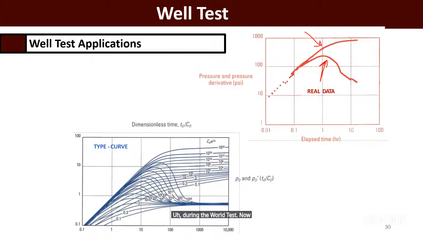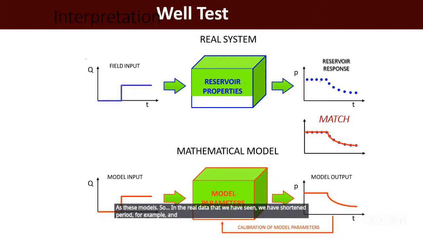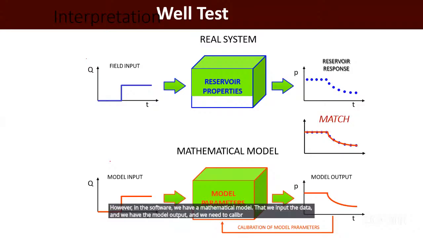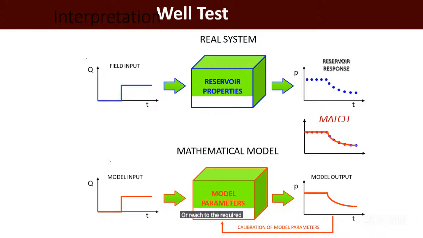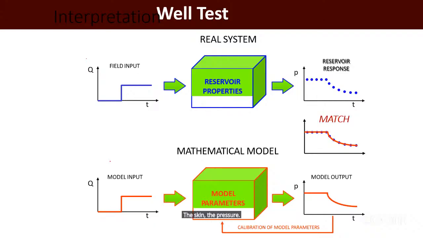Now we are going to speak about these models. In the real data that we have seen, we have a shut-in period, for example, and then a production period. We have this response, pressure constant, and then drop. However, in the software, we have a mathematical model where we input the data and get the model output, and we need to calibrate the parameters in order to reach the required results from the well test analysis, including the permeability, the skin, the pressure, and the wellbore storage.